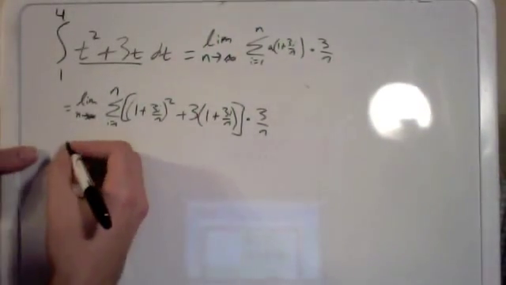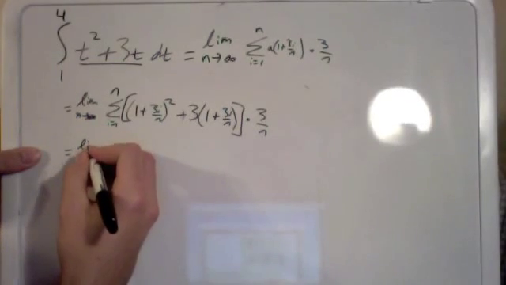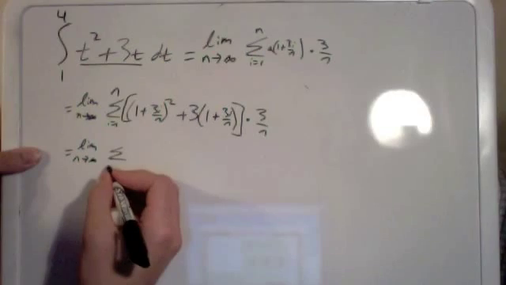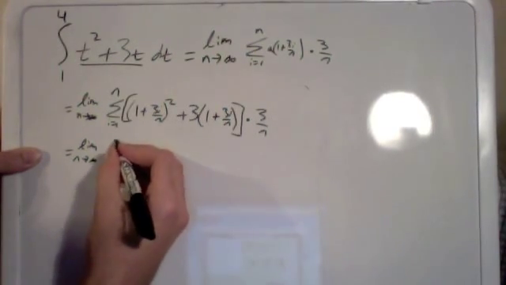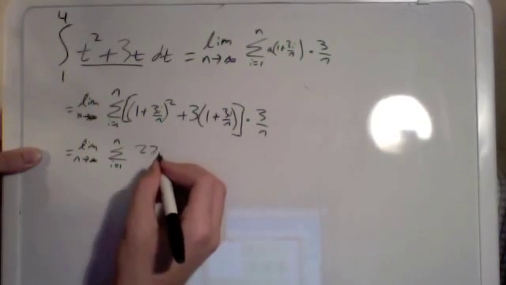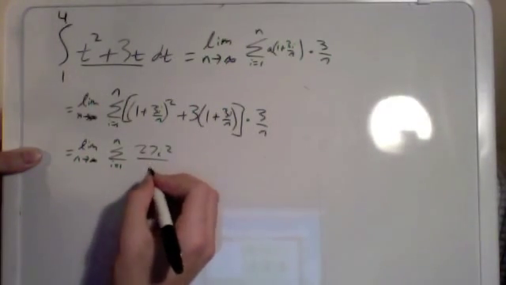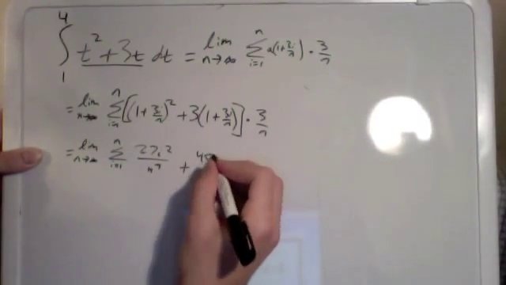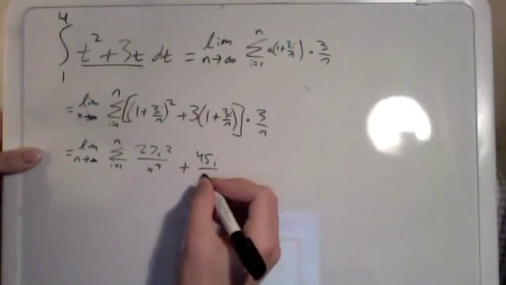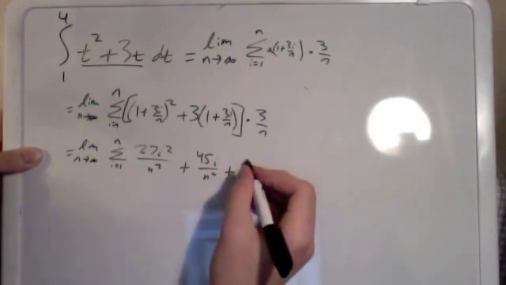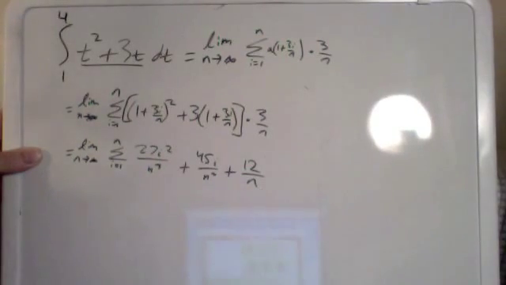So when you multiply all this out, what you're going to get is this: 27 i squared over n cubed plus 45 i over n squared plus 12 over n.